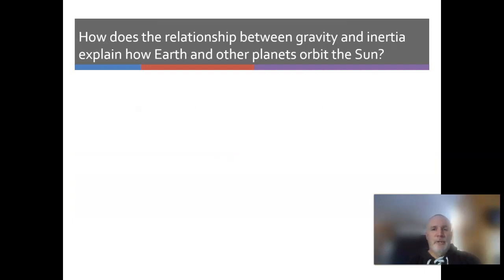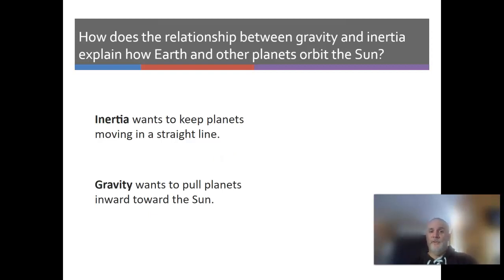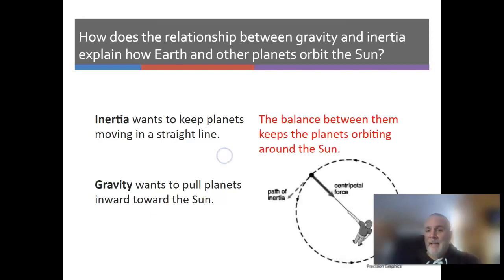So how does the relationship between gravity and inertia explain how Earth and other planets orbit the sun? Inertia means the planets want to keep going in a straight line. Gravity wants to pull the planets towards the sun. So inertia is trying to get them to fly away, and the sun's trying to pull them back in. That balance is what keeps it orbiting and orbiting and orbiting.